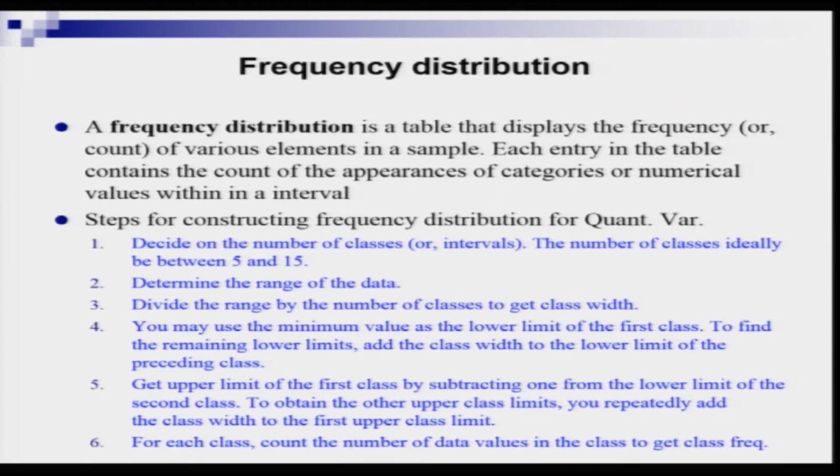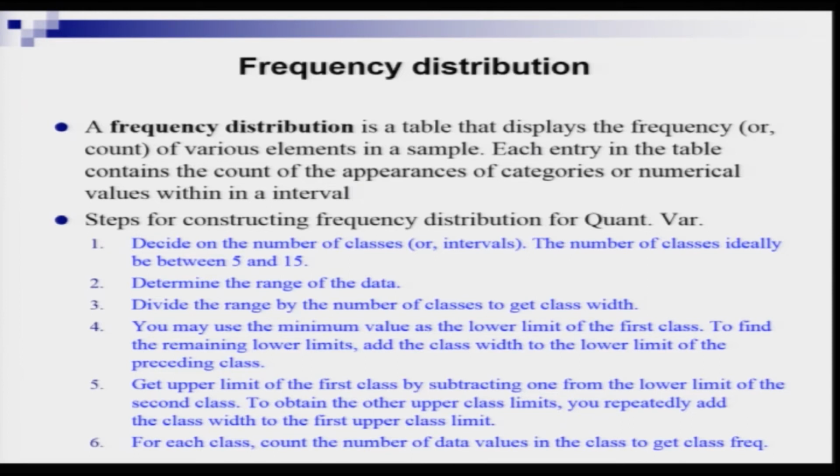And class width is a constant number, you have already calculated it in step 3, right. So, each class will have lower class limits and the difference will be a constant, and that is basically the class width.